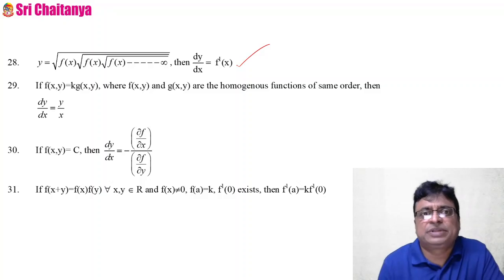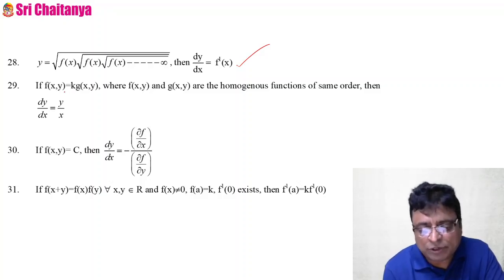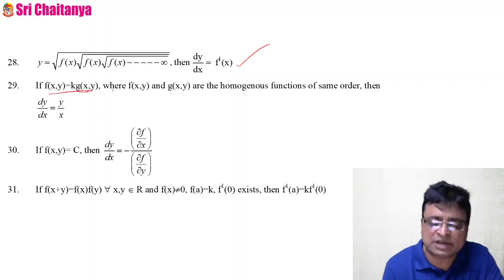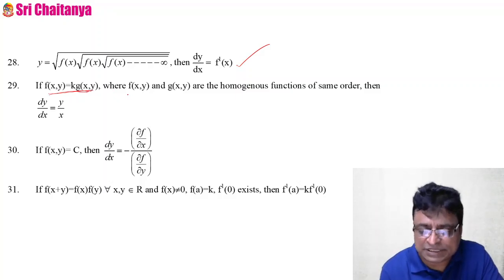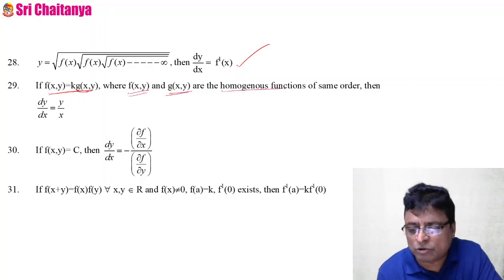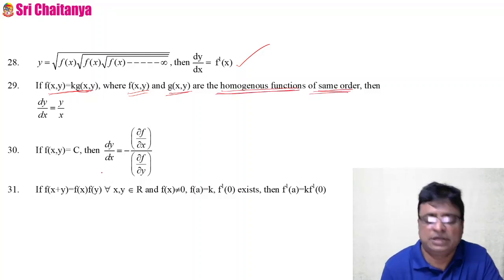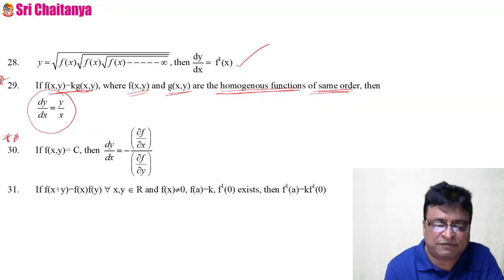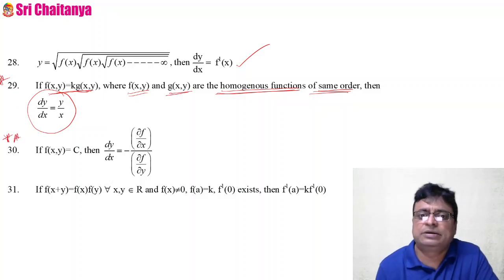29th formula. If f of x comma y equal to k into g of x comma y, where f of x comma y and g of x comma y are homogeneous functions in x of same order, this is important, then dy by dx equal to y by x. This is also very, very important. 30th formula is also very, very important.